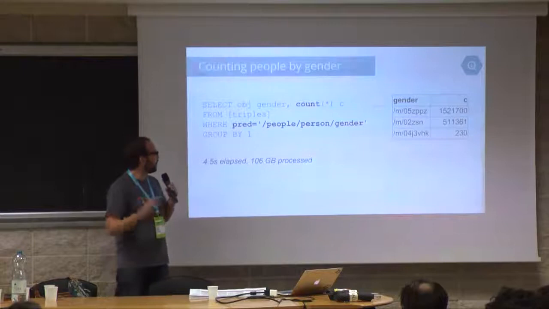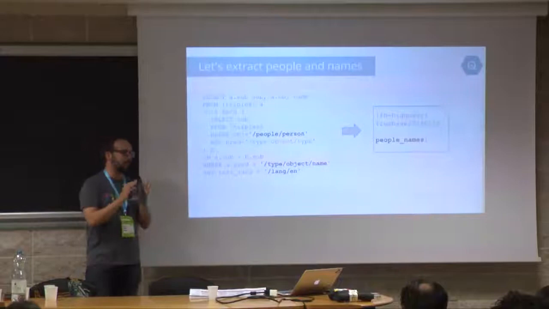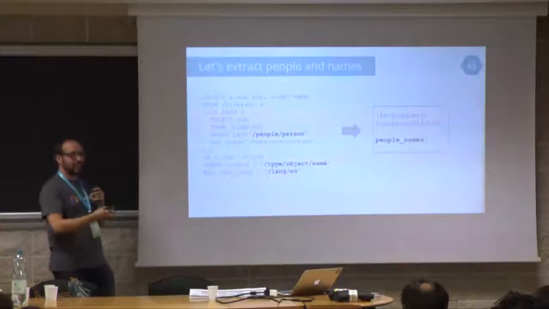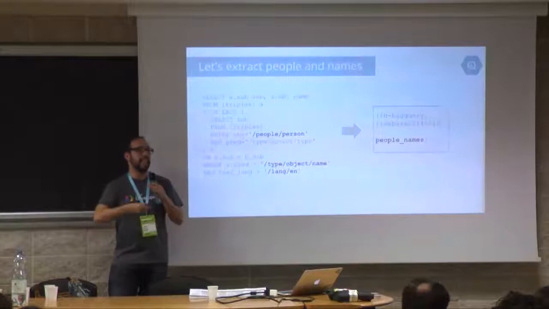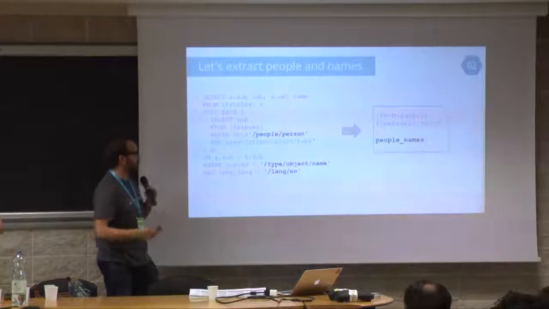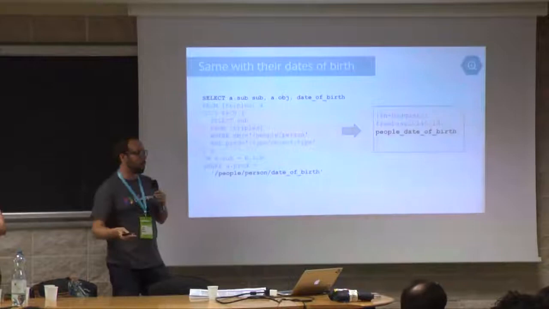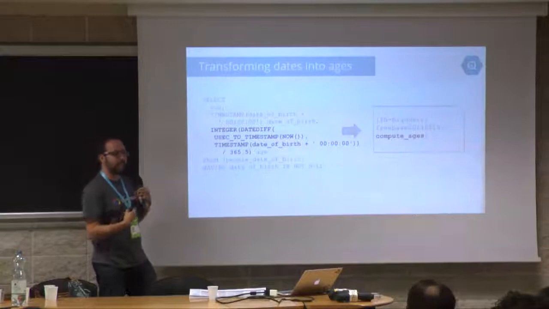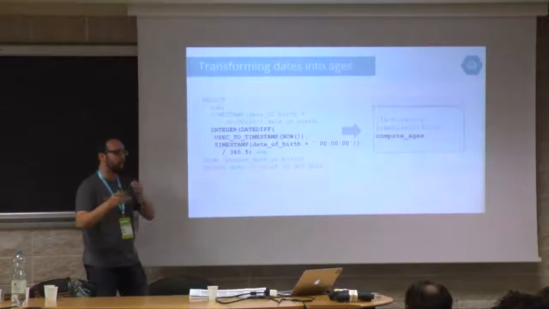Before going deeper, I want to do this step. Instead of querying a 22 gigabyte file every time, I will extract all the data to new tables. With this SQL, I'm extracting all the people's names. I take the triples, I look for persons, I extract the predicate name, and I want the name in English, as some people have more than one name in other languages. I can do the same thing with date of birth. When was each one born? And to make my life simpler, I will transform date of birth into ages. So instead of looking at day by day data, I group them by year.